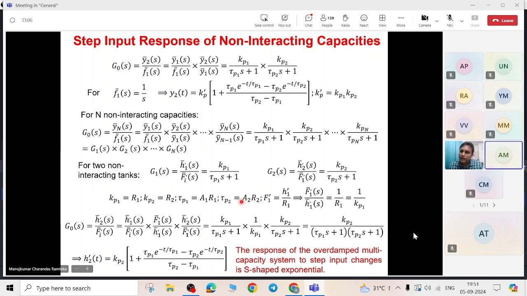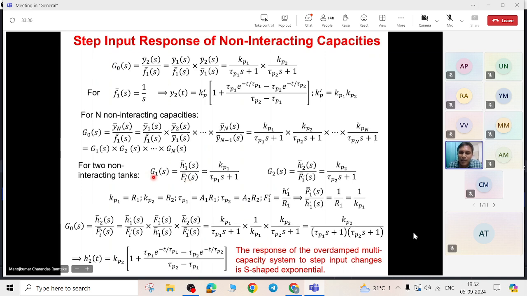Yes, sir. Now I am interested in G naught(s). I am interested in the overall transfer function. Now the overall transfer function is given by what? In this case, how this H2(s) is related with Fi(s), that is what the overall transfer function is. Correct? Yes or no? How this H2(s) is related to Fi(s), that is what the overall transfer function is, isn't it?